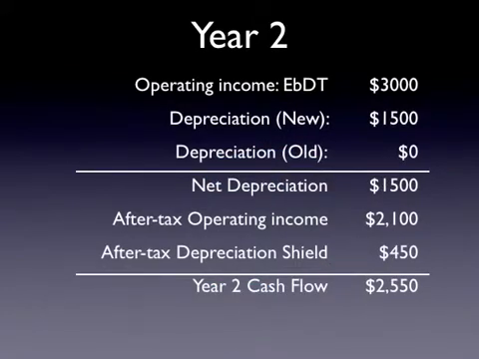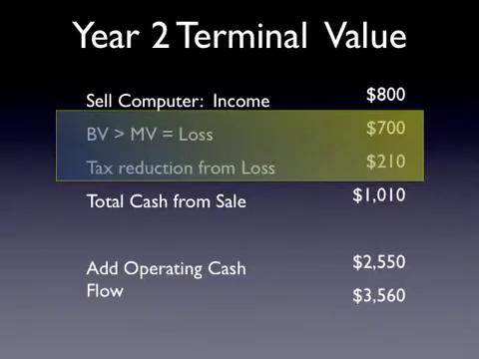In year 2, same earnings before depreciation and taxes. Depreciation is $1,500. We don't have any old depreciation, so depreciation is that entire amount for the new machine. And we're going to get after-tax operating income, $2,100. The after-tax depreciation shield, $450. That gives us $2,550. Now to that, we need to add terminal value.